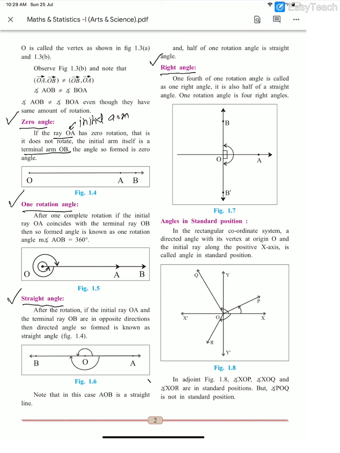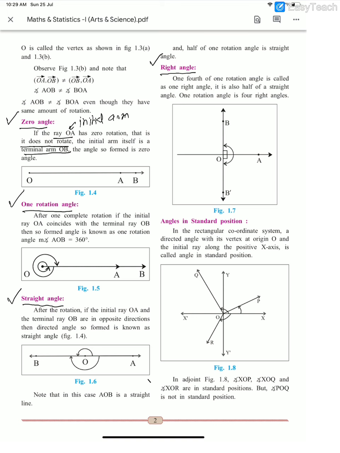And when will this happen? This will happen when the initial arm does not rotate. If the initial arm does not rotate, then the angle so formed is called a zero angle. So OA and OB are the same arms because they do not rotate. So this is called a zero angle.